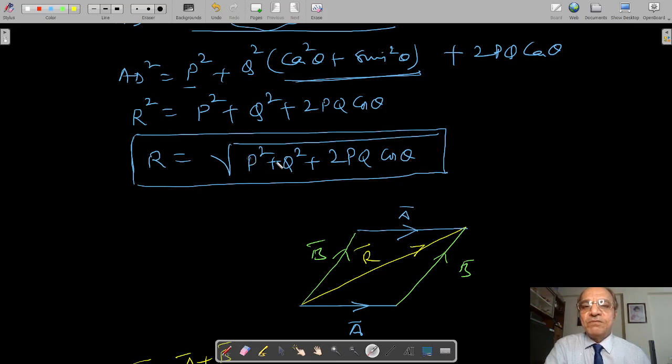Therefore R will be p square plus q square plus 2pq, because cos theta is 1. That means (p plus q) whole square. That means R will be p plus q. We'll add 3 plus 5 equal to 8.